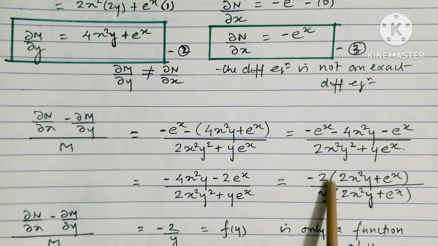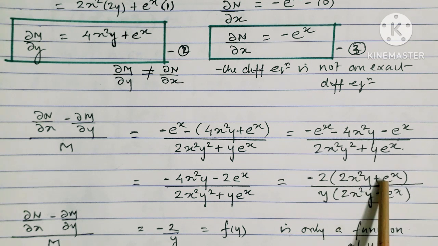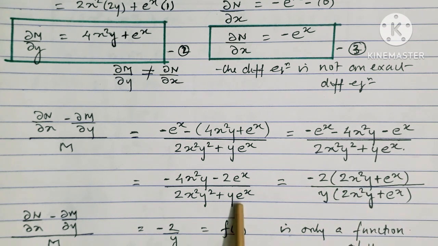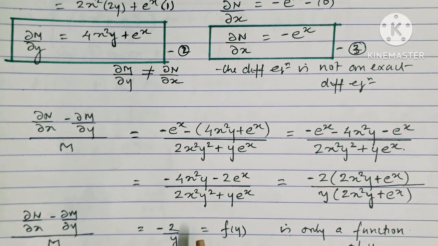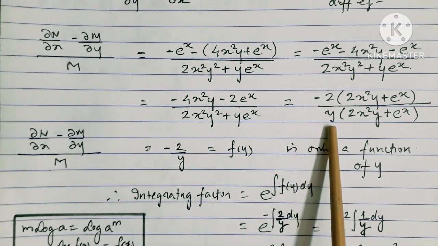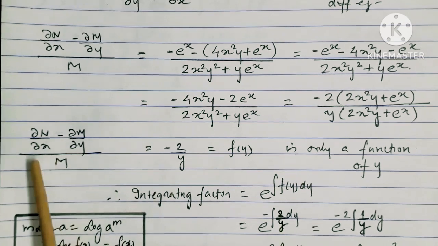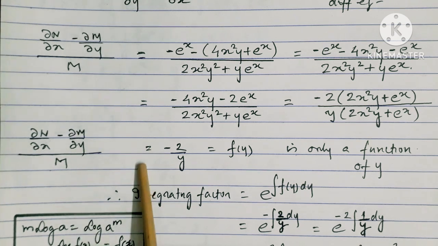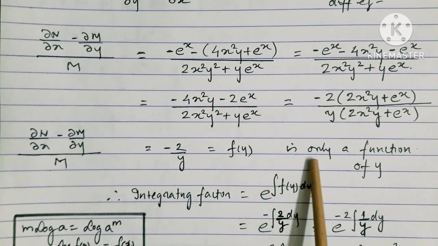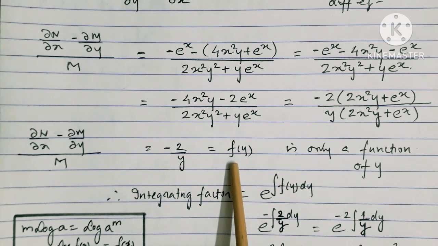So this would be −2 into (2x²y + e^x) upon, in the denominator we can pull the y common. So this would be y into (2x²y + e^x). Now the term 2x²y + e^x will cancel out in the numerator and the denominator, and what will be left is −2/y. Hence, (∂N/∂x − ∂M/∂y)/M is equal to −2/y, which is a function of y only, say f(y).